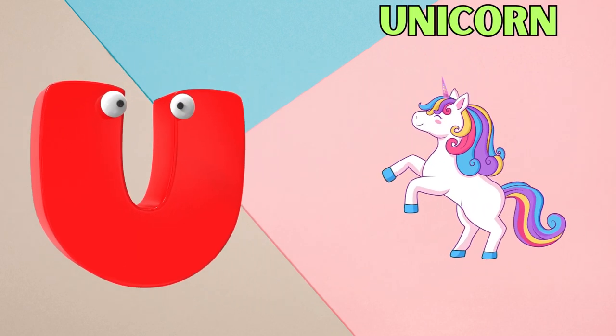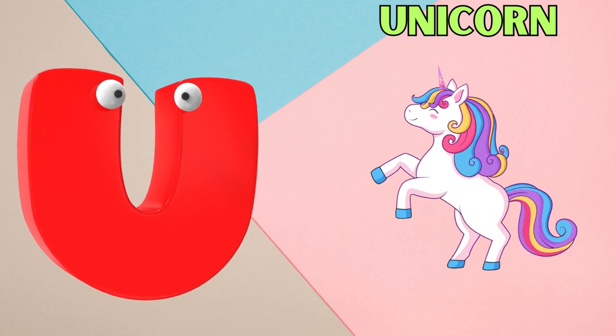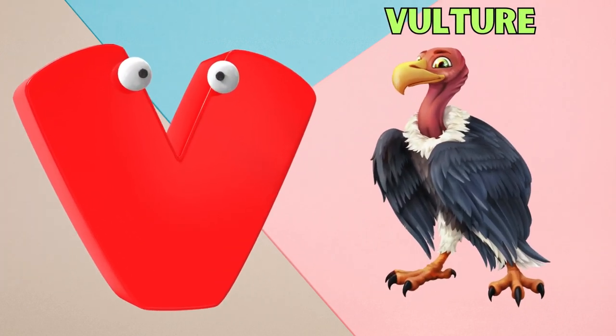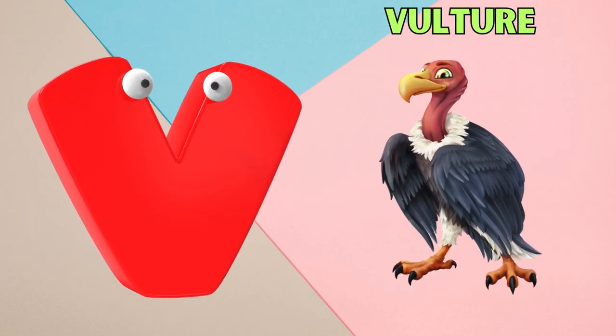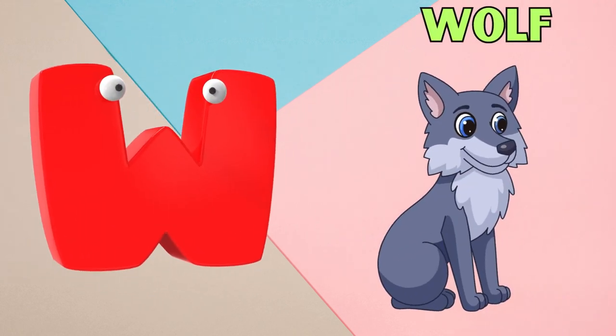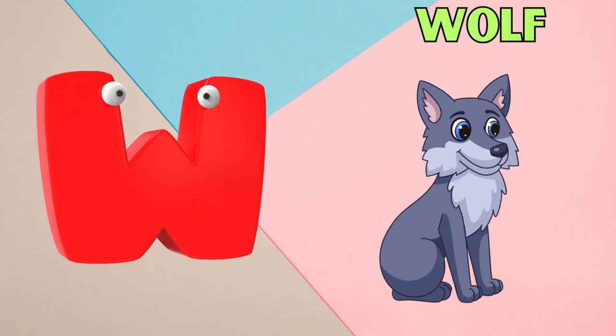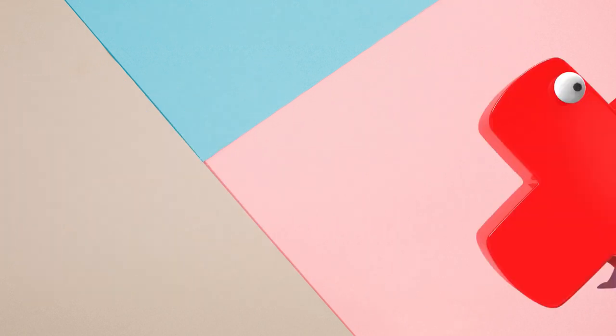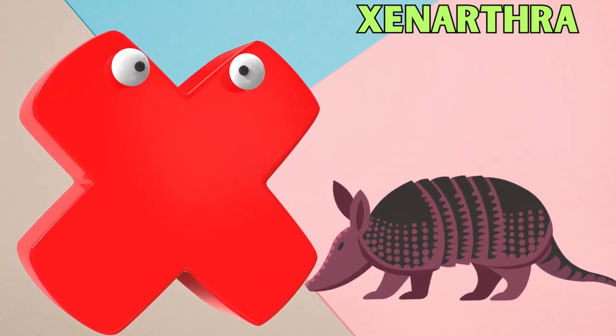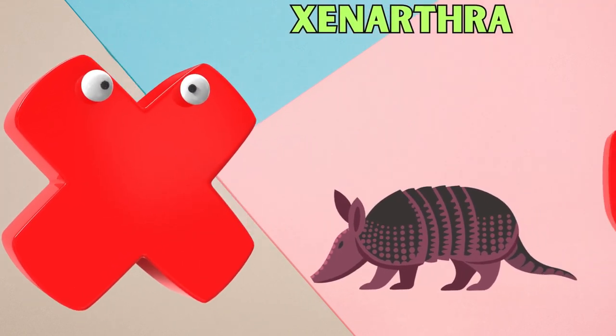U is for unicorn. Unicorn. V is for vulture. V, v, vulture. W is for wolf. W, w, wolf. X is for zanarthra. X, x, zanarthra.